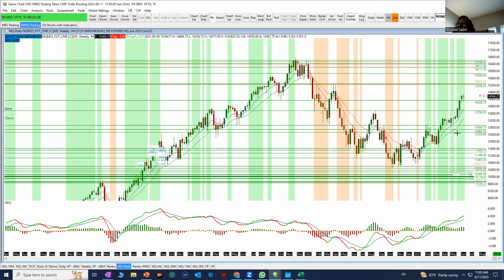So that's why people start panicking, selling off, and jumping in and getting something else, bonds or gold or whatever. But I think this is a good chart.